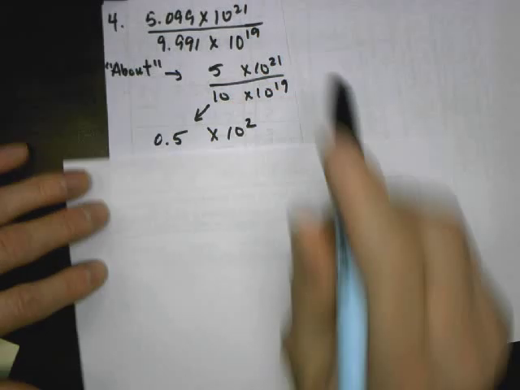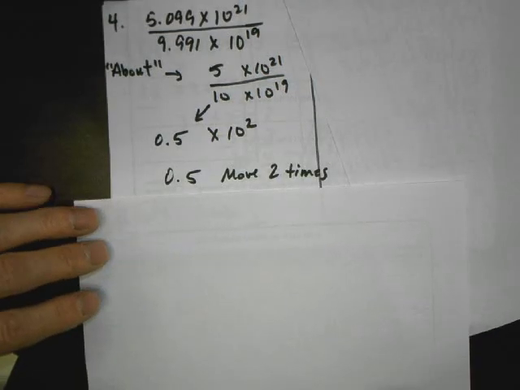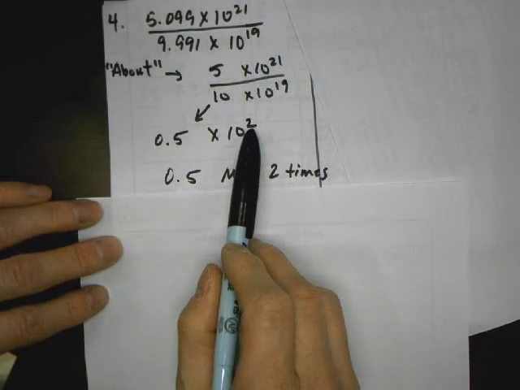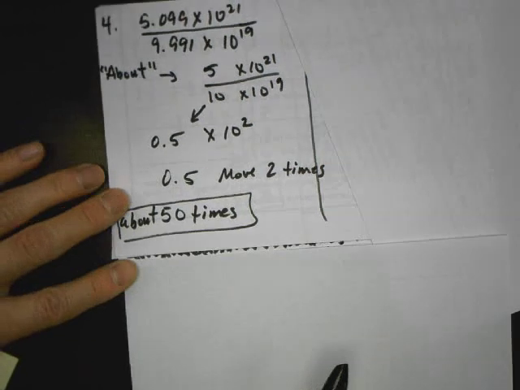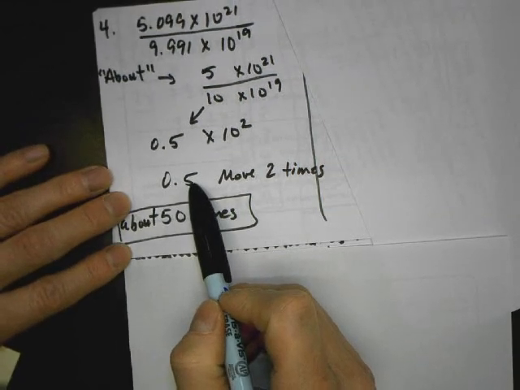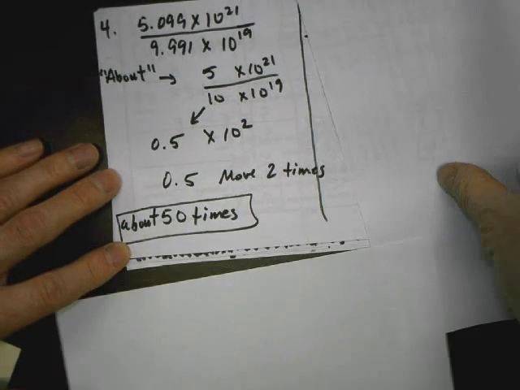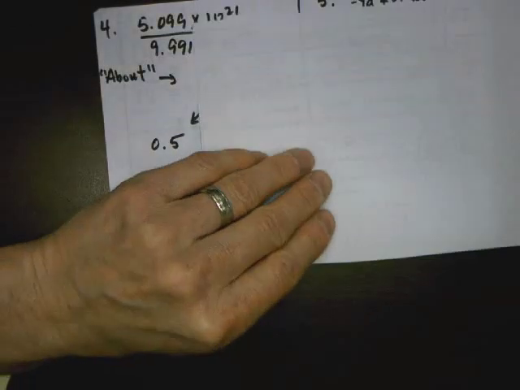Now I'm going to rewrite this in decimal or standard notation, so I'm going to move the decimal 2 times. Since it's positive 2, I'll move it in a direction that makes it bigger. So if I move it once, it clears the 5. I got to add a 0 to move it one more time. So it's about 50 times more, or 50 times larger.